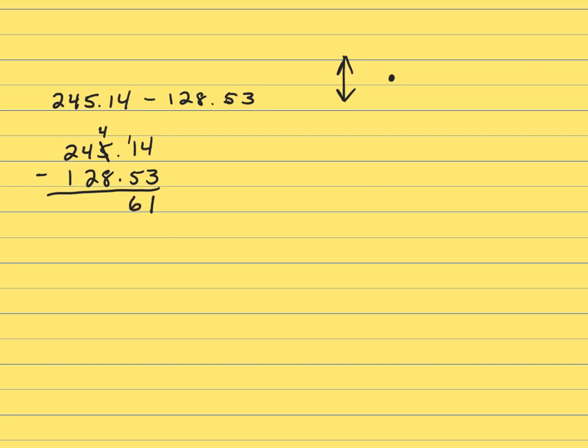We cannot take 8 away from 4, so we need to borrow. This becomes a 3. 14 minus 8 is 6. 3 minus 2 is 1, and 2 minus 1 is 1. And the last step is you drop that decimal straight on down to give you 116 and 61 hundredths. And that's a difference, because a difference is what we call the answer to a subtraction problem.